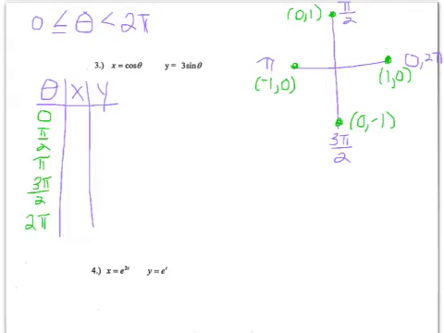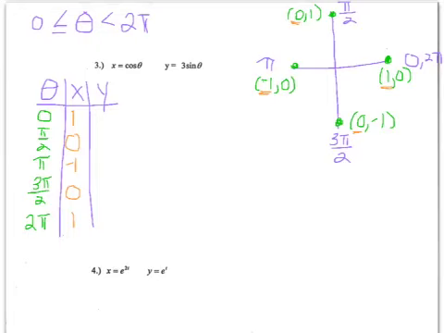All right, so if I take 0 and plug it into x equals cosine theta, remember that the cosine of our angle measures is always the x value. So the cosine of 0 will equal 1. The cosine of pi over 2 is 0. Cosine of pi is -1. The cosine of 3 pi over 2 is 0. And then at 2 pi, we're back to 1.